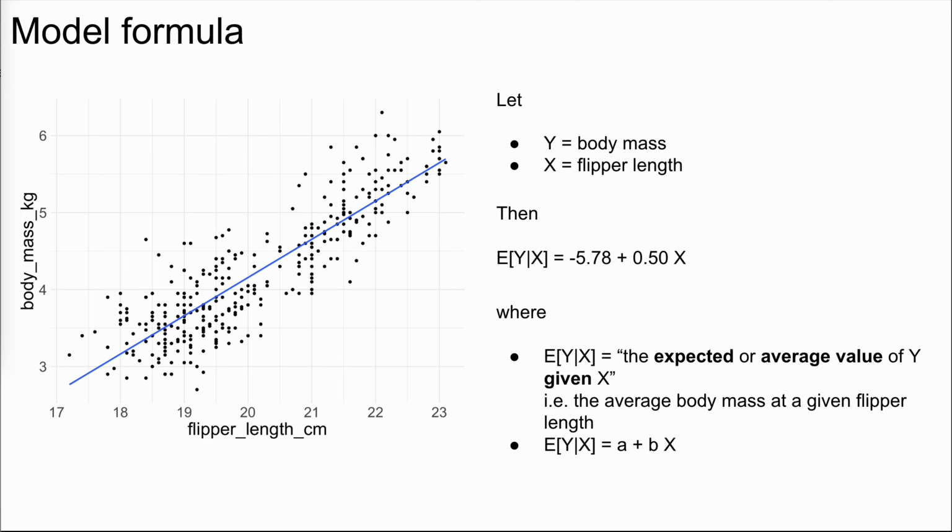Further, note that the right-hand side of this equation, negative 5.78 plus 0.5x, is the formula for a line. That is, we can rewrite it in the form of a plus bx.